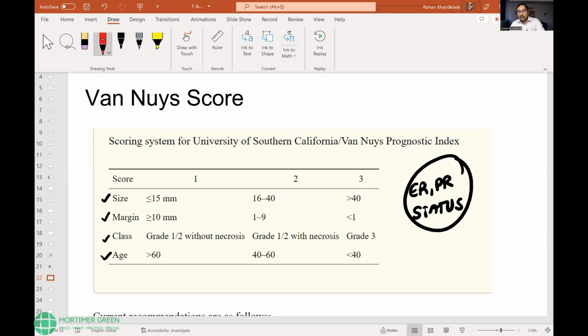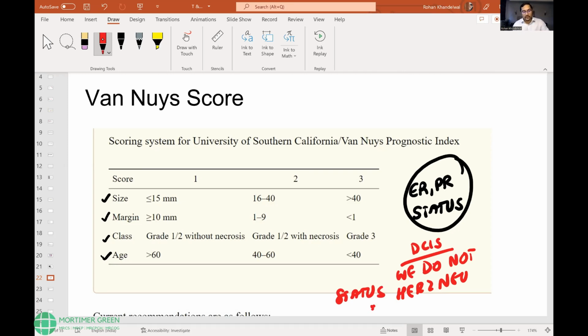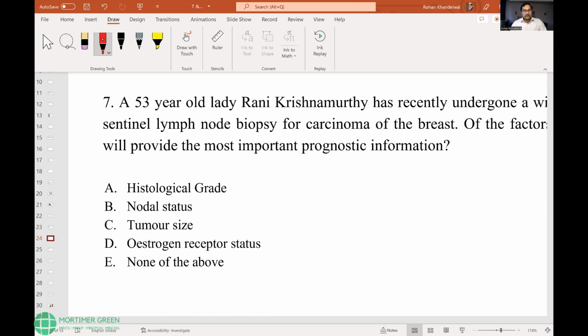Also, you should remember that in DCIS, we do not measure the HER2/neu status. So there is no point evaluating the HER2/neu status in DCIS patients, because it is not going to alter our treatment options in any which way. So DCIS, I told you, most aggressive is the comedo type, which you should know about, and the least aggressive is the papillary type, which you should know for the exam.